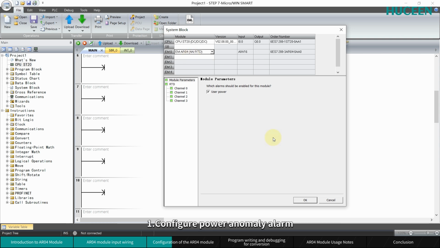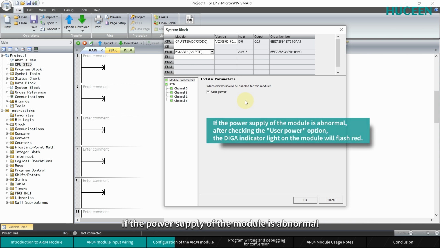First, configure the power anomaly alarm. Check the user power option. If the power supply of the module is abnormal, after checking the user power option, the DIAG indicator light on the module will flash red.